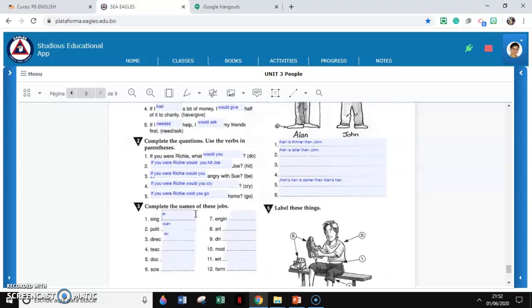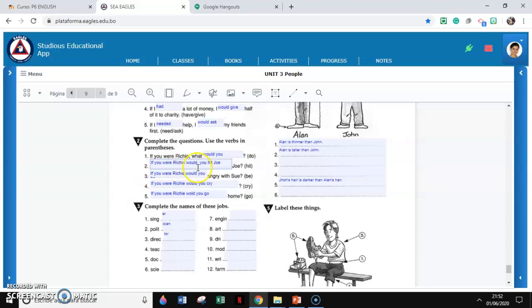Number 2, complete the questions. Use the verbs in parentheses. Again, we're still looking at the second conditional, right? If you were Richie, what would you do? Remember, if I have an if clause and I have the past tense here, you have to use would, right? Because that's the grammar structure. That's the grammar rule for the second conditional.